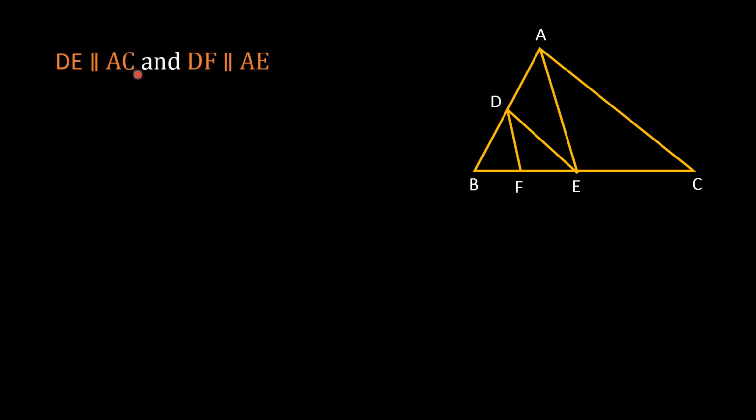In the given figure, DE is parallel to AC and DF is parallel to AE. We have to prove that BF divided by FE equals BE divided by EC.